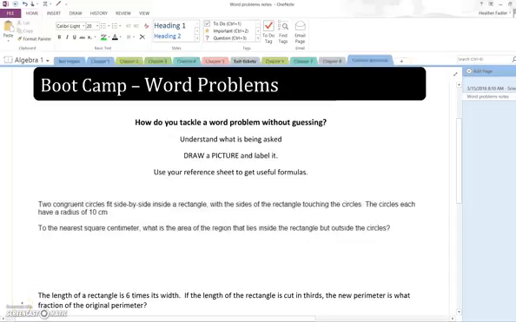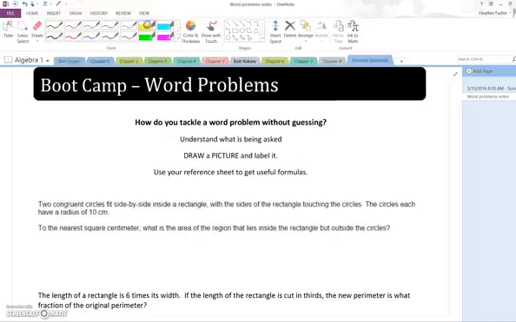All right, so boot camp. These are word problems. I know, these are always your favorite ones. So here we go. How do you tackle a word problem without guessing? First of all, you need to understand what is being asked. Draw a picture, label it if needed, and use your reference sheet to get useful formulas.